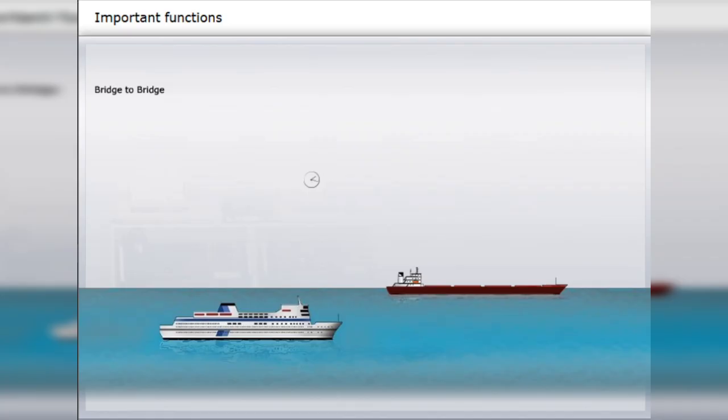Bridge-to-bridge communications means safety communications between ships. Channel 13 is reserved for short-range communications, safety of navigation and maneuvering traffic on VHF radio telephony.